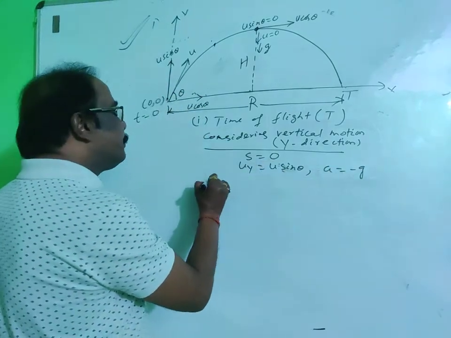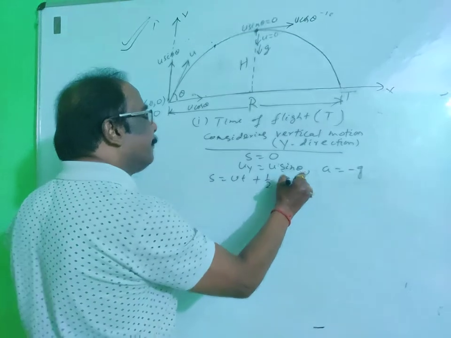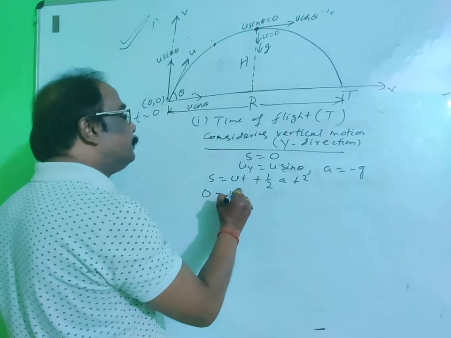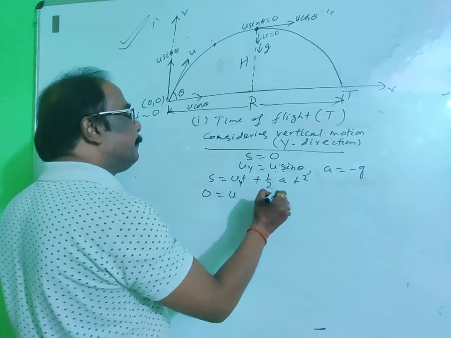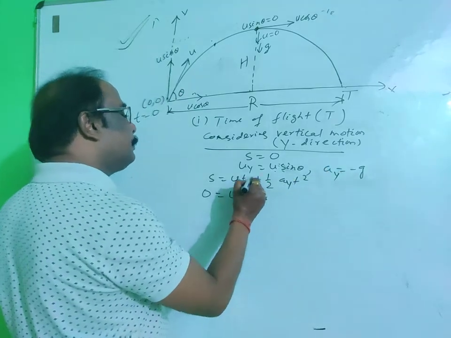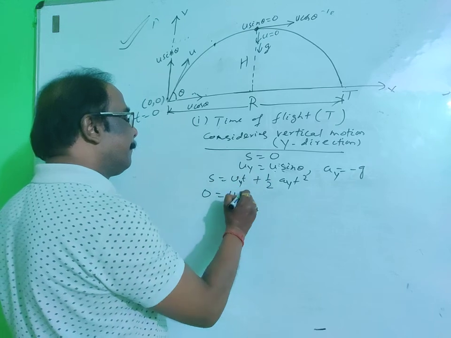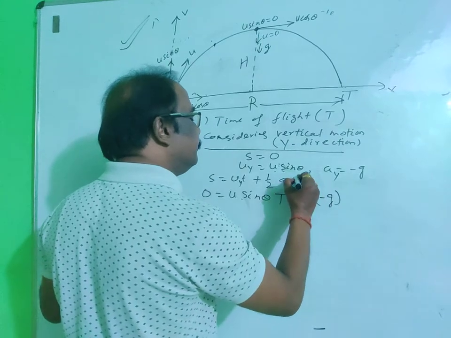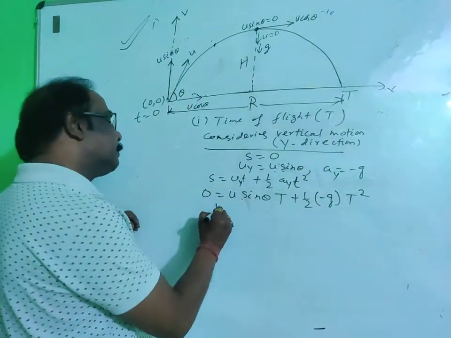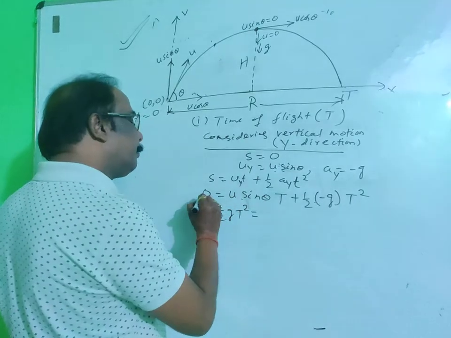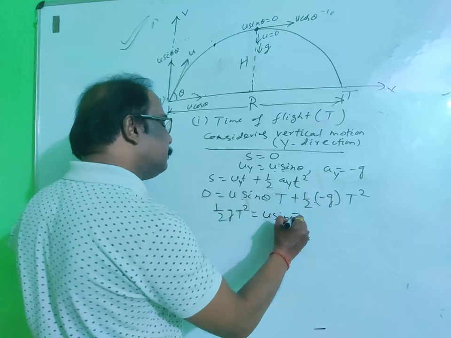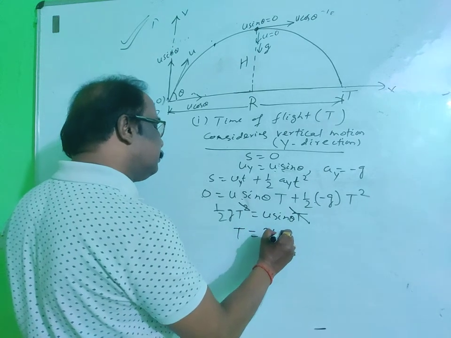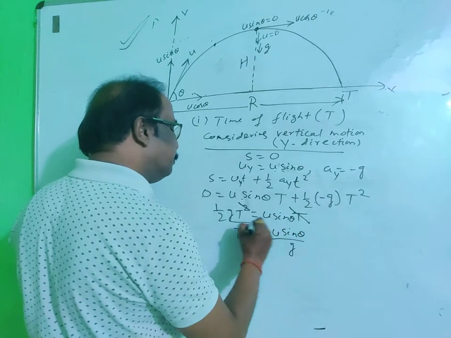Okay, now use the equation s equals ut plus half at square. Here s is 0, the vertical displacement is 0, u means uy, the velocity along the y axis, which is u sin theta, total time is t, plus half a y, which is minus g, t square, so half g t square. Take it to the left side: it is equal to u sin theta into t, one t gets cancelled, then time of flight is equal to 2u sin theta divided by g.